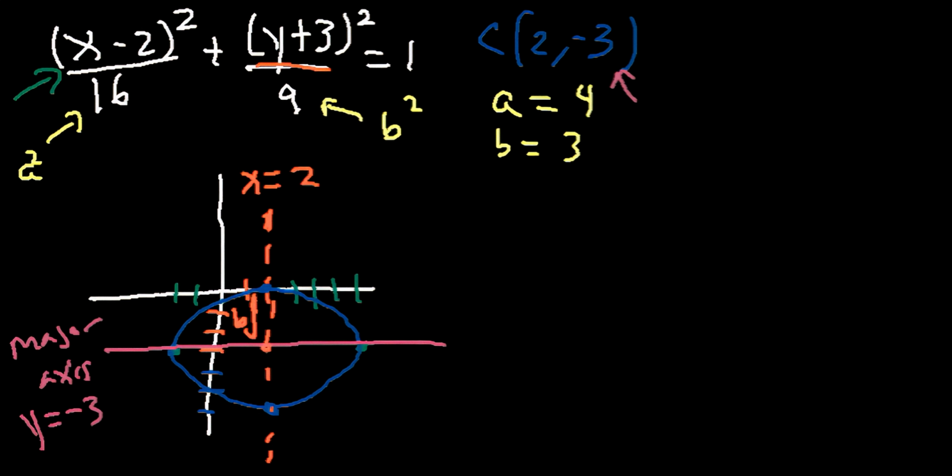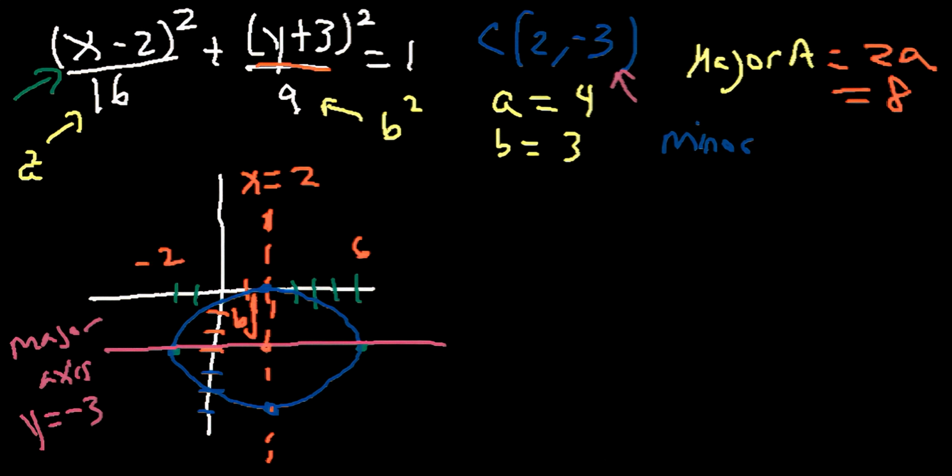The length of the major axis is equal to 2a, twice the value of a. And since a is 4, it's 8 units. So this is positive 6, this is -2. They differ by 8 units. And the length of the minor axis, that's twice the value of b. And so b is 3, so it's 6. This is -6 here, and y is 0 at this point. So you can see this is a distance of 6, and here we have a distance of 8.